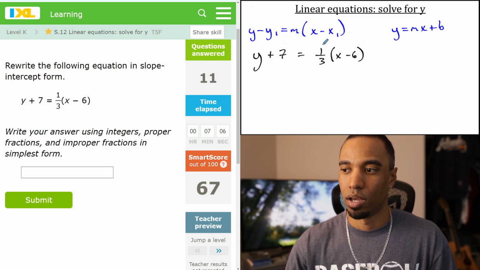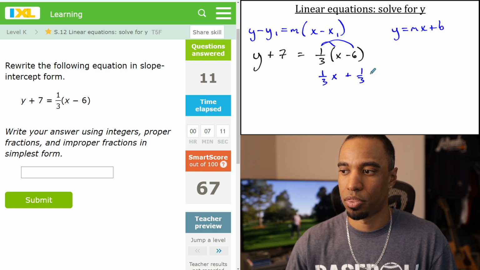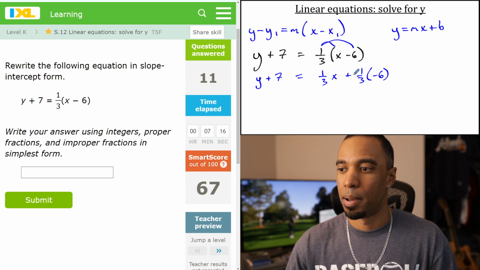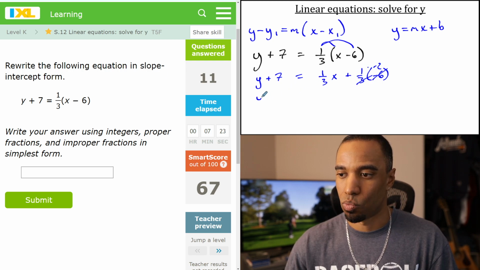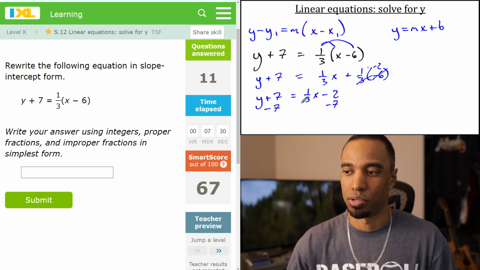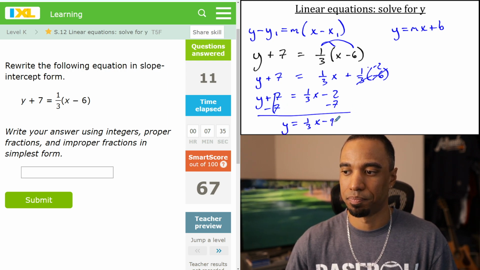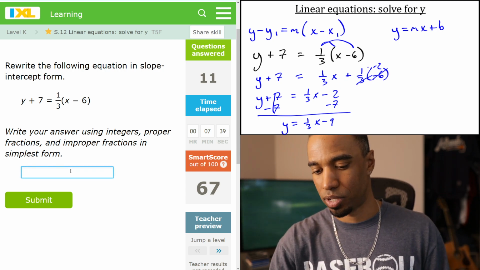When I distribute here, that'll be 1/3 x plus 1/3 times negative 6. That's the distribution step. 1/3 of negative 6. Negative 6 divided by 3 is negative 2. Negative 2 times 1 is negative 2. So that'll be a negative 2 here. So y plus 7 equals 1/3 x minus 2. Finally, it's down to minus 1. Pretty close. Subtract 7 from both sides. Y equals 1/3 x minus 9. All right, 1/3 x minus 9. My throat's getting scratchy.